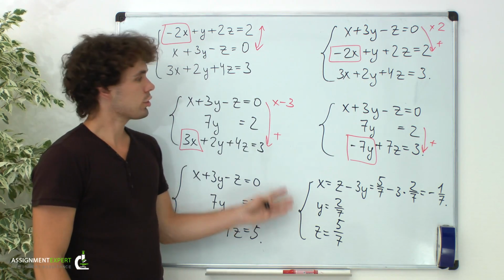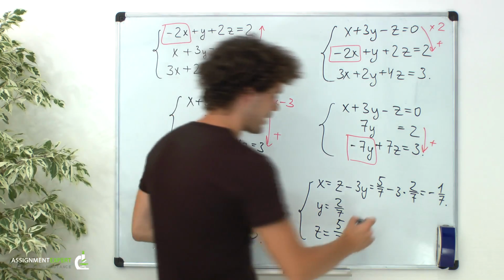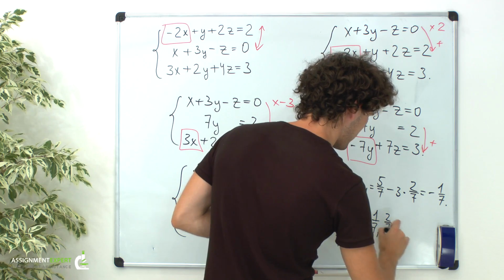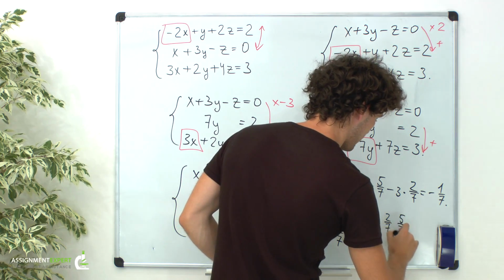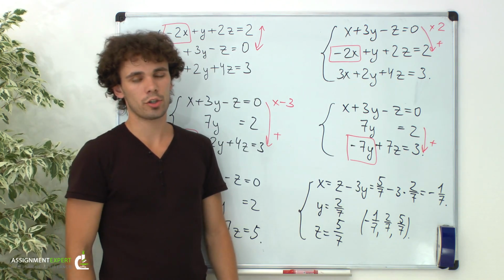So this is the solution for the given system of equations. We can also write the answer in braces as -1/7, 2/7, 5/7. In this case, always keep in mind the order of the unknowns.